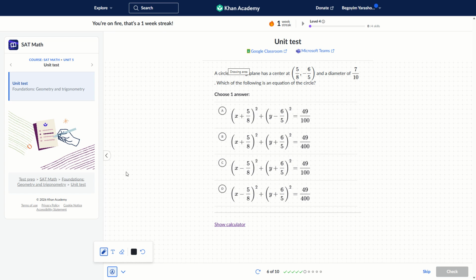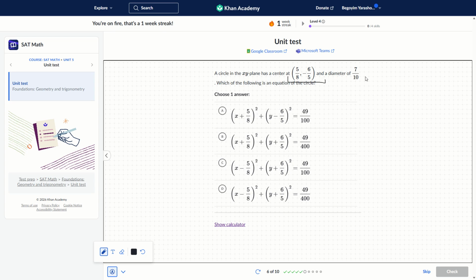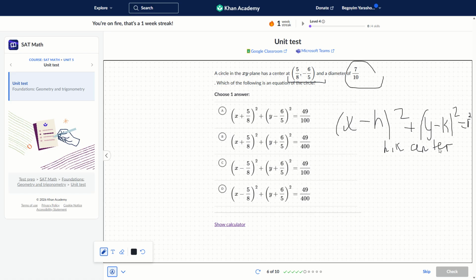A circle in the xy plane has a center and the diameter of this one. Okay, it's too easy. First thing we need to remember is the formula of the equation of a circle. Let me write it. (x minus h) squared plus (y minus k) squared equals radius squared. Here h and k is the center, and r is the radius.